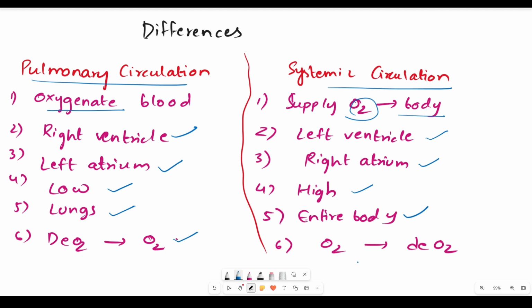Pulmonary circulation helps in oxygenating the blood in the lungs, while systemic circulation will be distributing the oxygen and nutrients to the entire body. Both circulations will work together continuously through the heart to maintain life, proper metabolism and the normal body function. I hope this explanation made the concept clear and easy to remember for your exams.